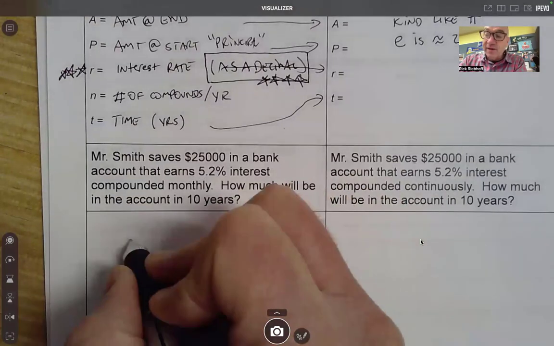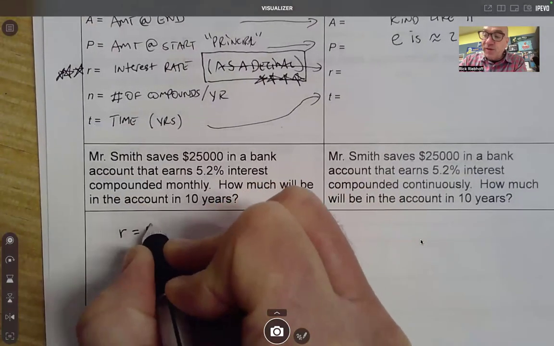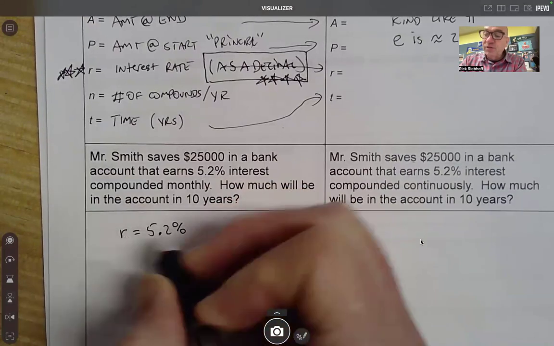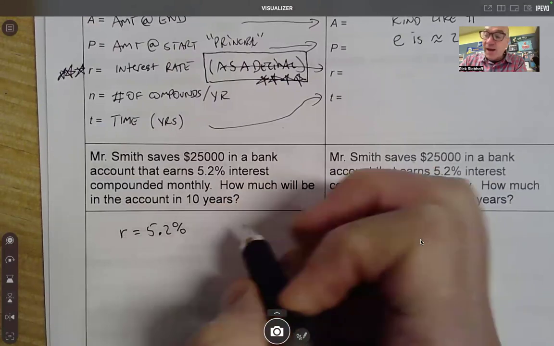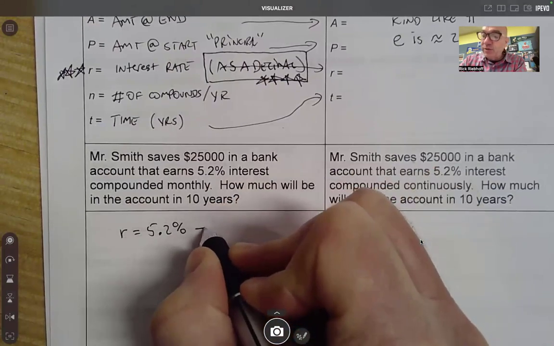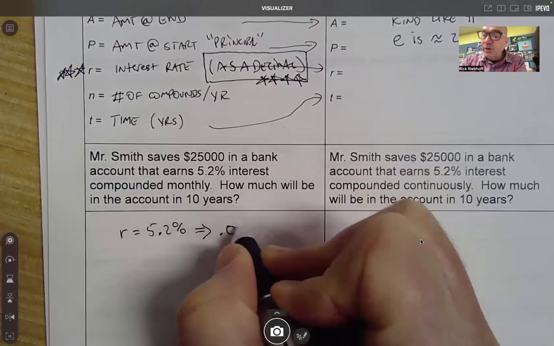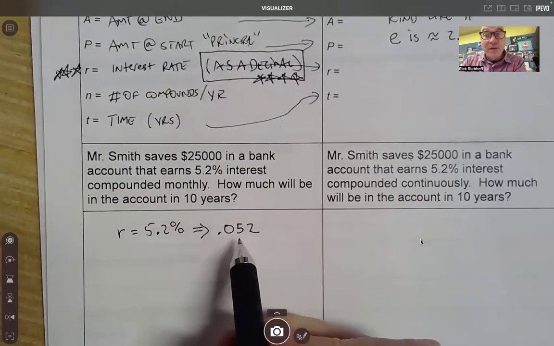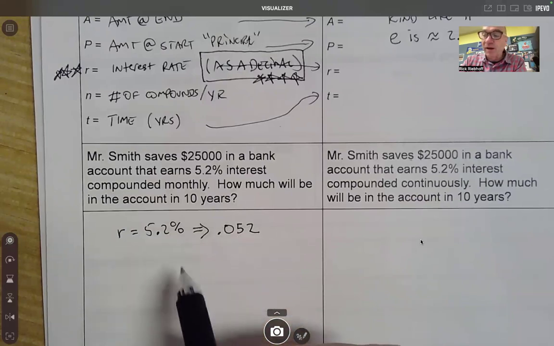So let's write that here. Interest rate is equal to 5.2%. I'm going to move the decimal 2 to the left to divide it by 100. So that's going to become 0.052. Okay. 0.5 would be 50%, right? So 0.05 is 5%. Got to be very careful there.